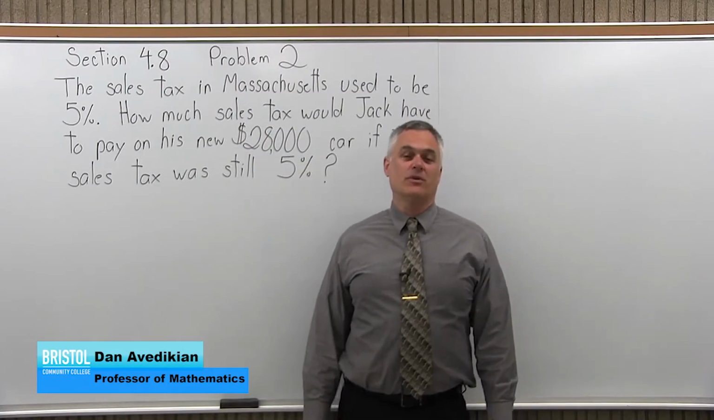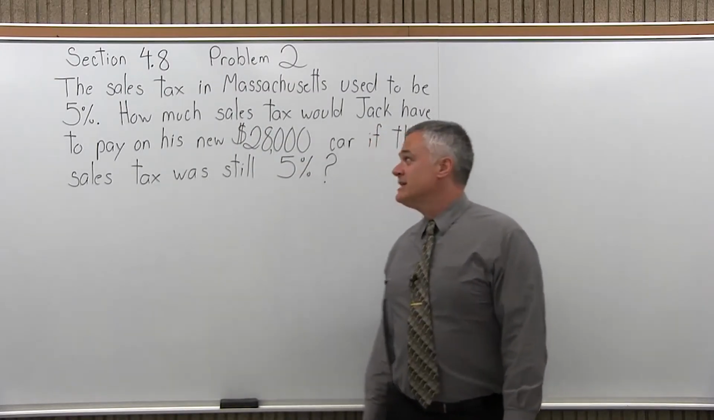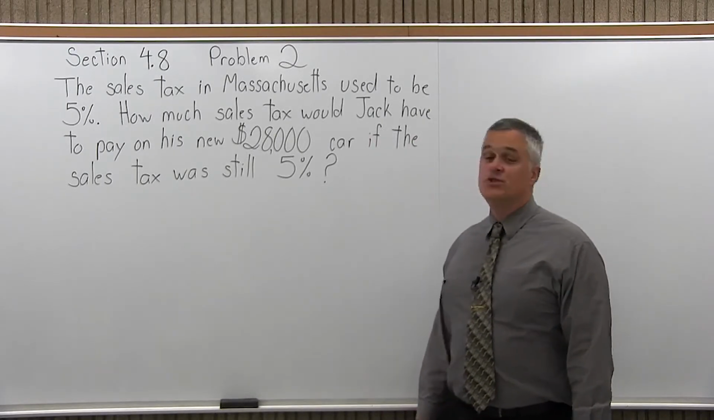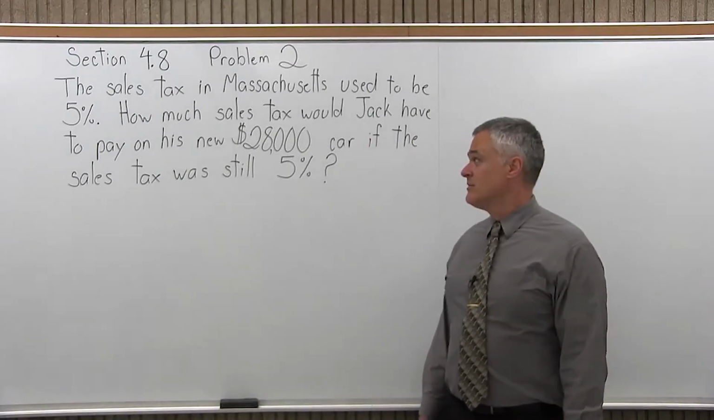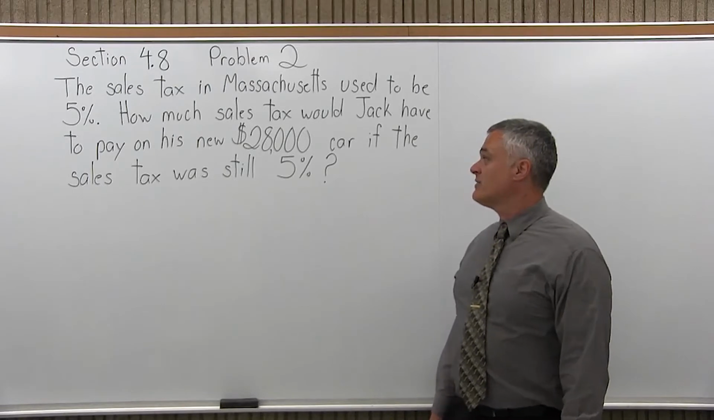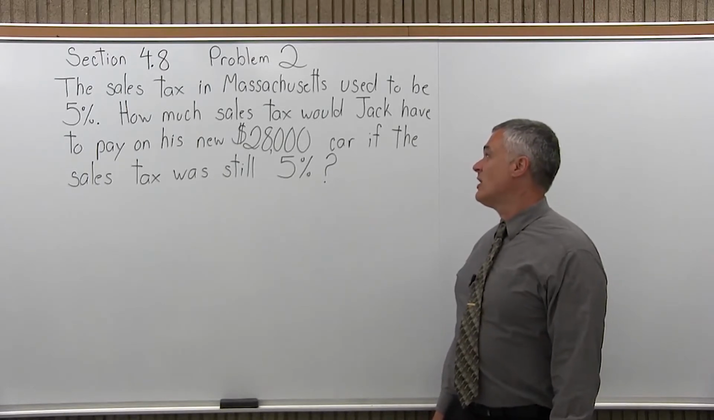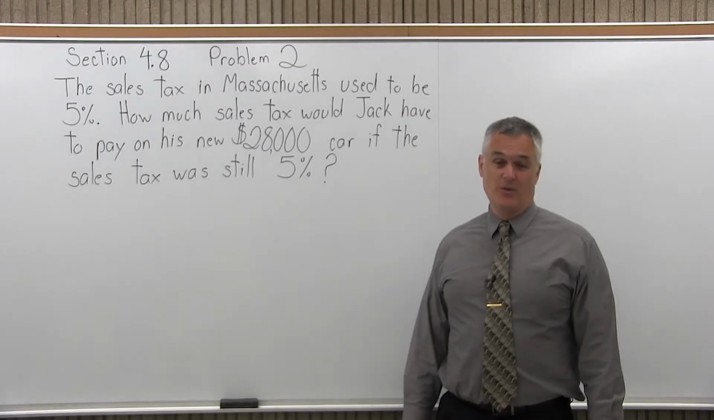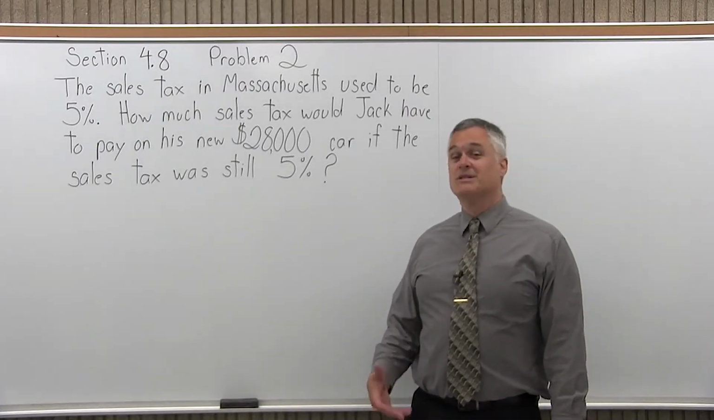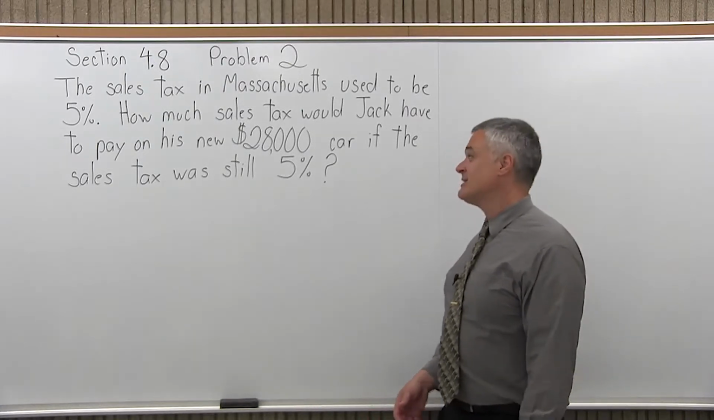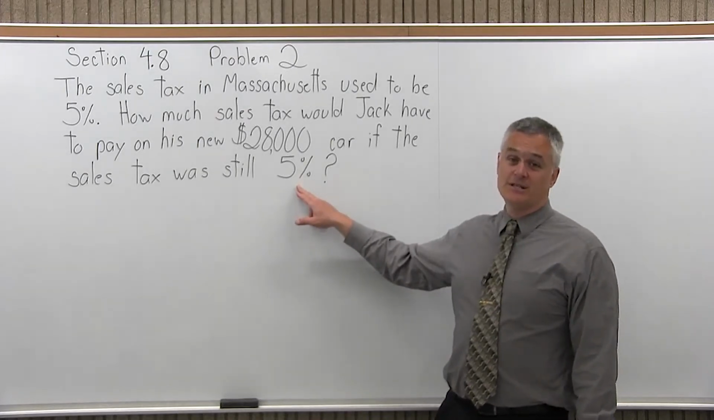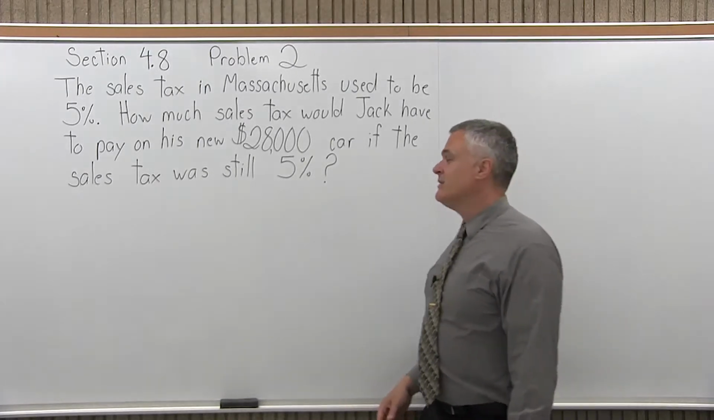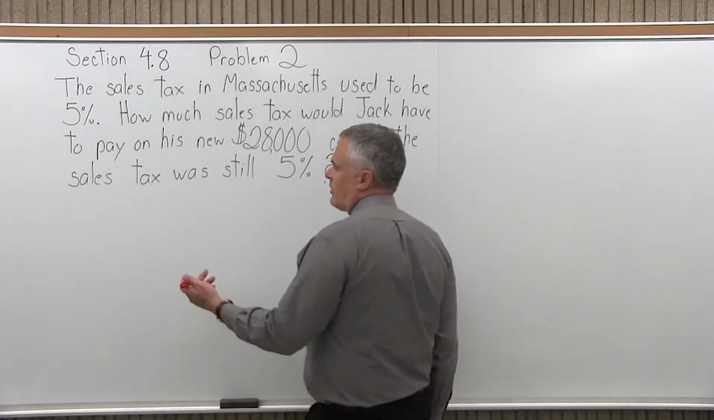This is Section 4.8, Problem 2. It says the sales tax in Massachusetts used to be 5%. How much sales tax would Jack have to pay on his new $28,000 car if the sales tax was still 5%? So if you remember from Problem 1, he paid 6.25% sales tax. So it used to be, until 2009, 5%. It was a little bit less. So we set it up the same way.